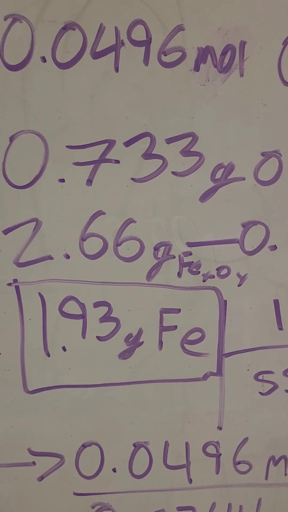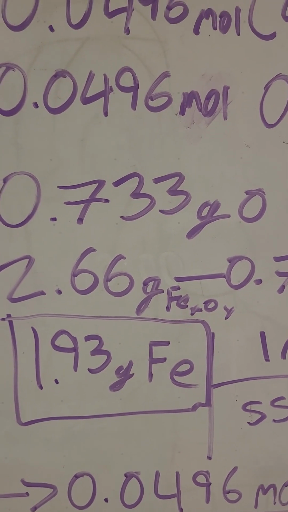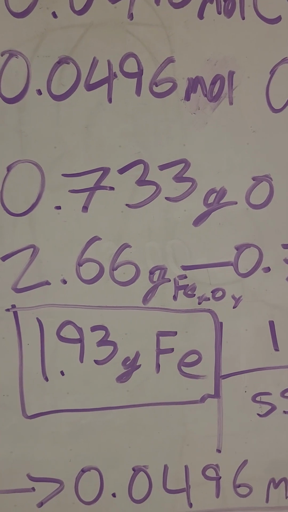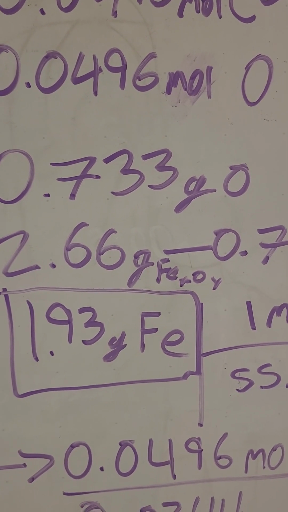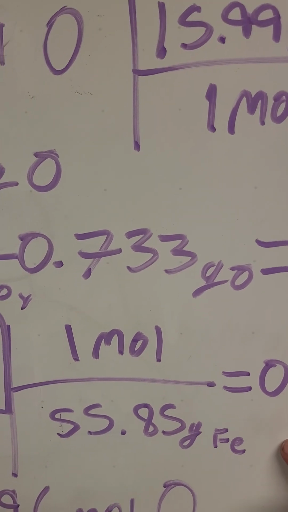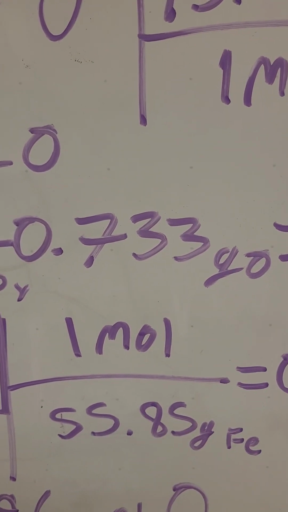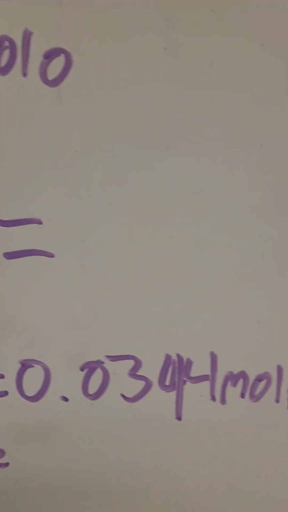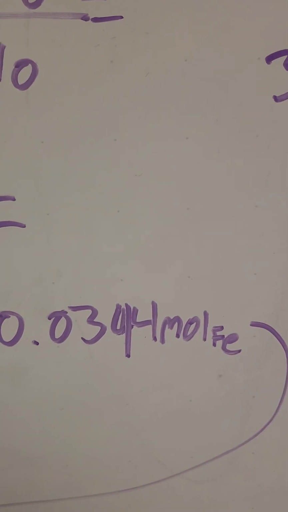Now, we are going to do a molar ratio because we're doing an empirical formula. In order to get an empirical formula, one way to do that is through a molar ratio, which is the way I'm choosing to do that. Iron has a molar mass of 55.85 grams per mole on the periodic table. Using that as a conversion factor gets us to 0.0344 moles of iron.